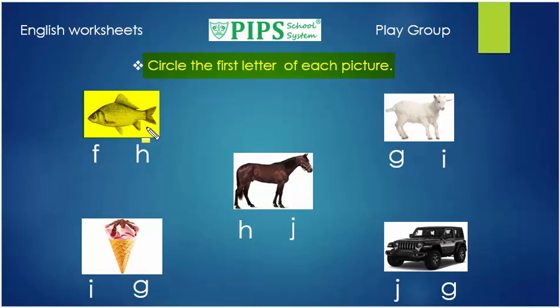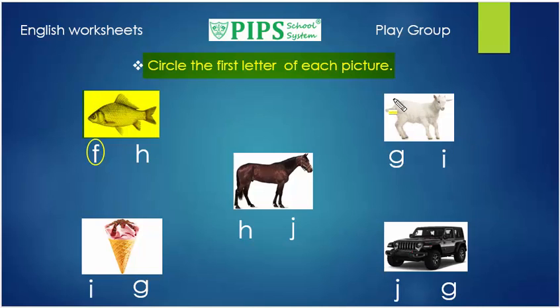This is a fish. The initial letter of fish is F. Sounds like F. F. Fish. F. Fish. So we will circle the letter F like this.